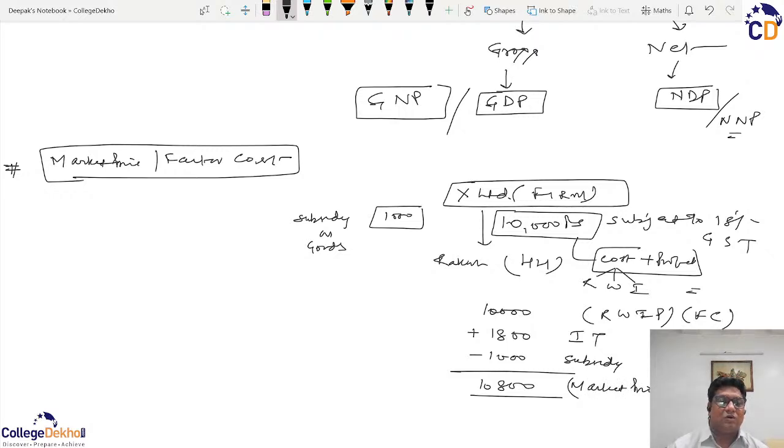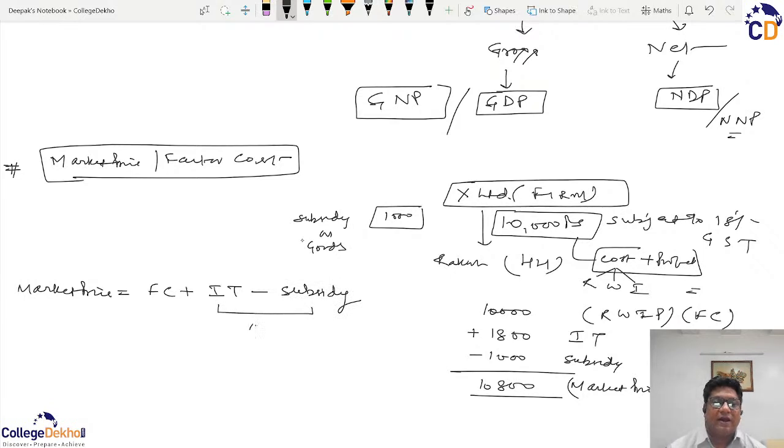And how has this market price been calculated? In the factor cost you have added the indirect taxes 1800 and you have deducted 1000, that is the subsidy. So these two items are known as net indirect tax.